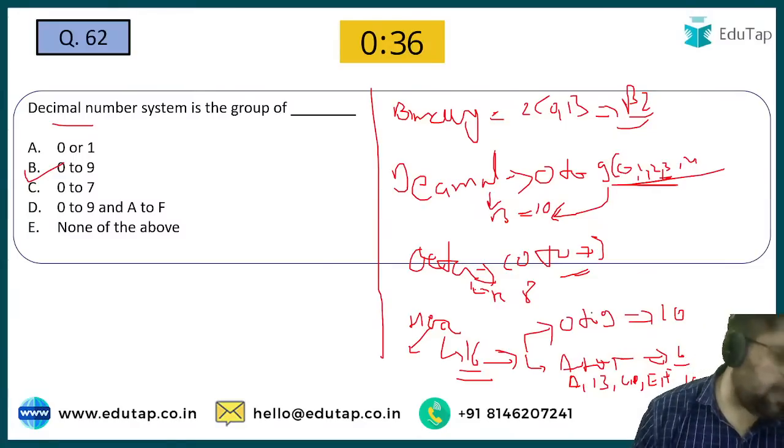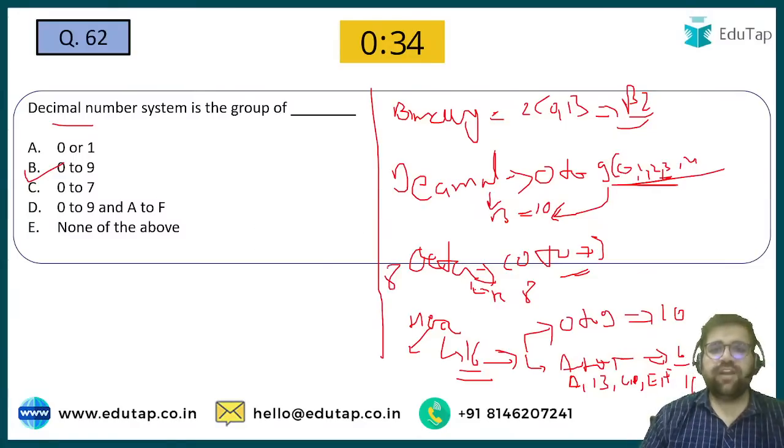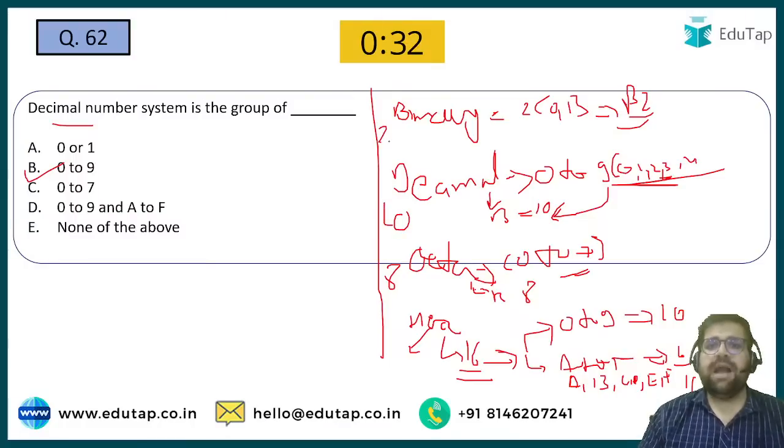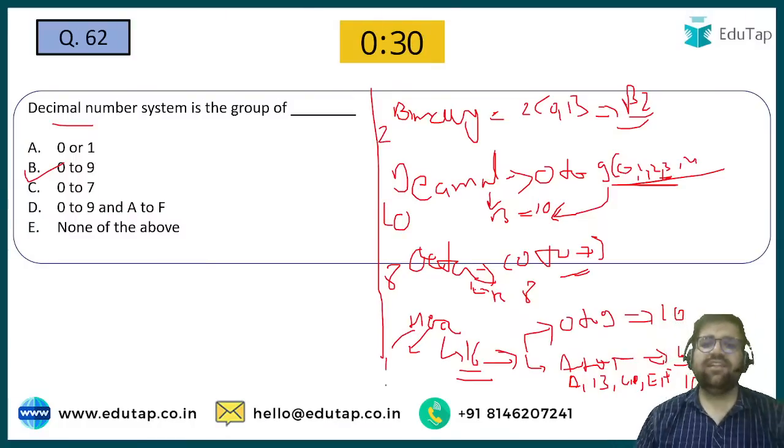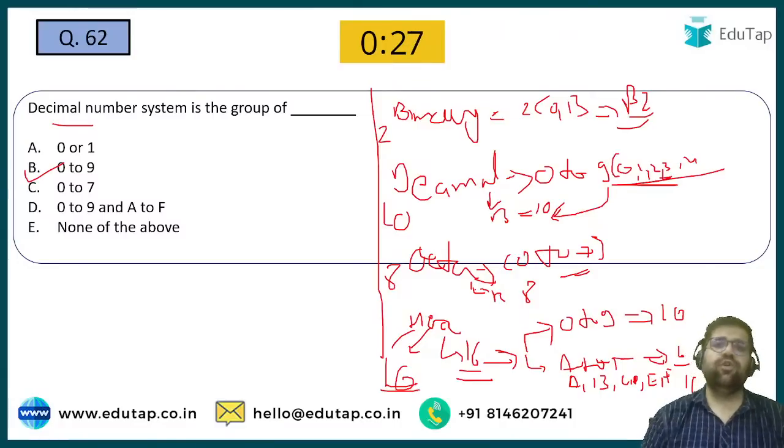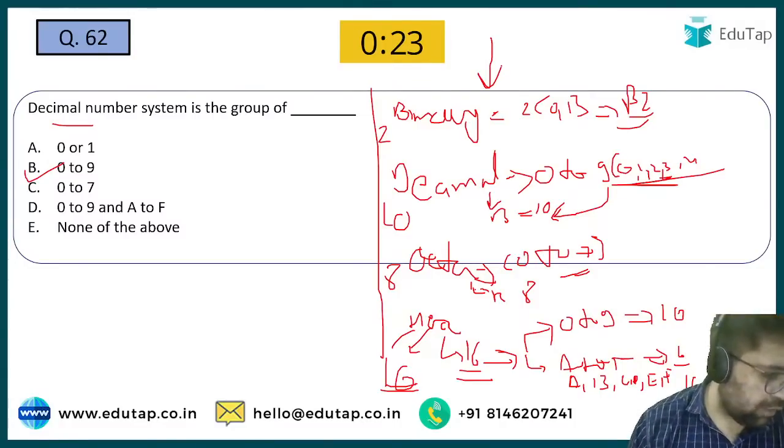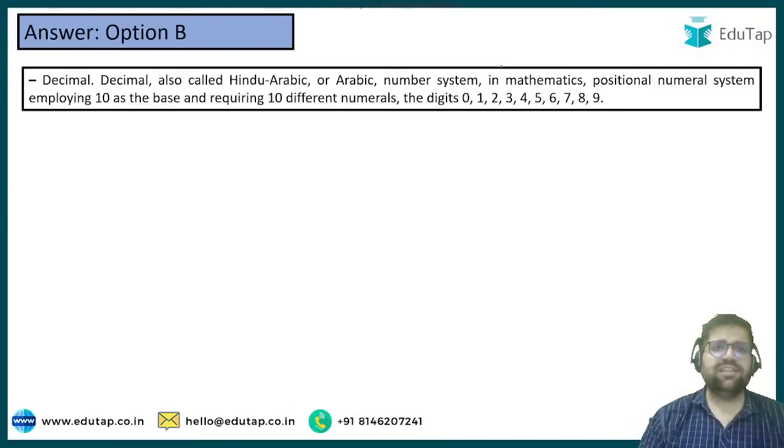So this you have to remember. Octal has a base of 8. Decimal has a base of 10. Binary has a base of 2. Hexadecimal has a base of 16. They can ask you any number of things. On this slide I have discussed 10 questions with you. The answer was 8.